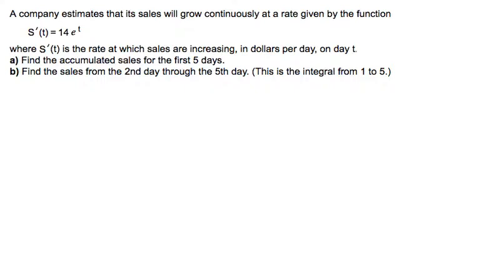So in this problem, a company estimates that its sales will grow continuously at a rate given by this function, s prime equals 14 e to the t, where s prime is the rate at which sales are increasing in dollars per day on day t. So first we're going to find the accumulated sales for the first 5 days. So that's the total sales from 0 to 5.